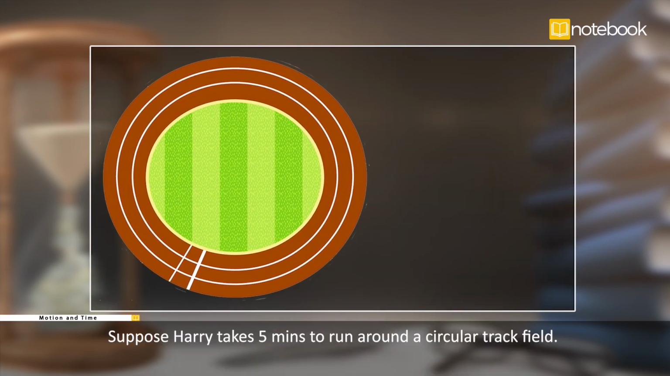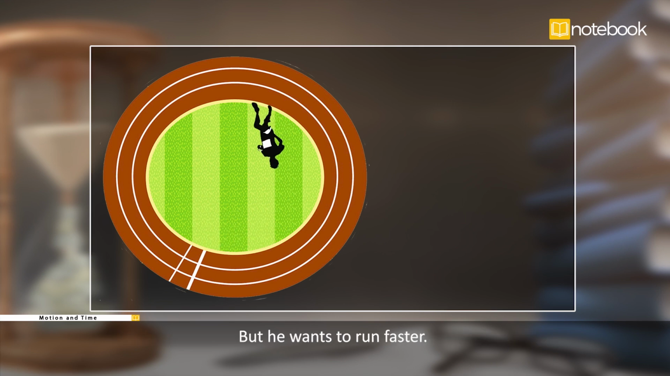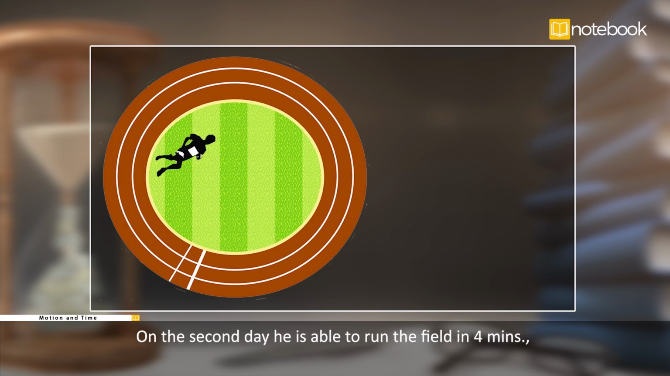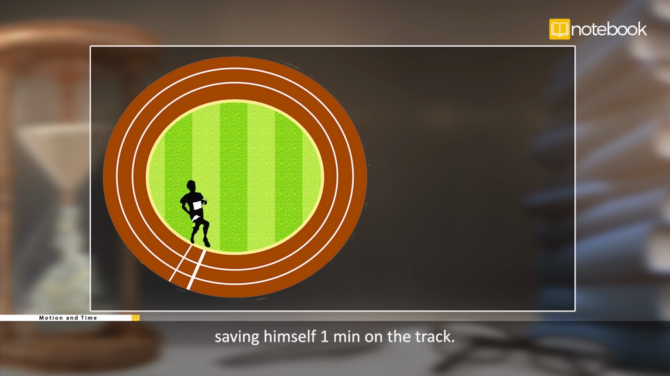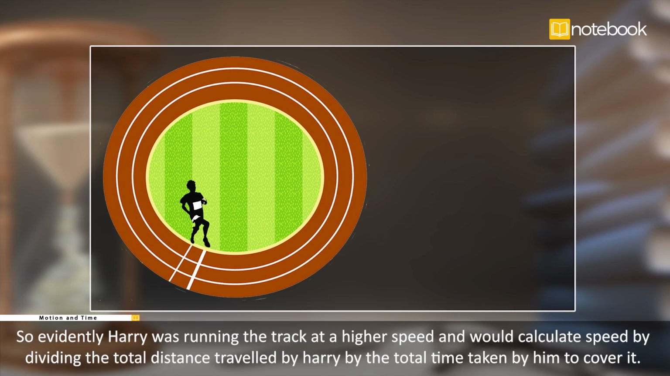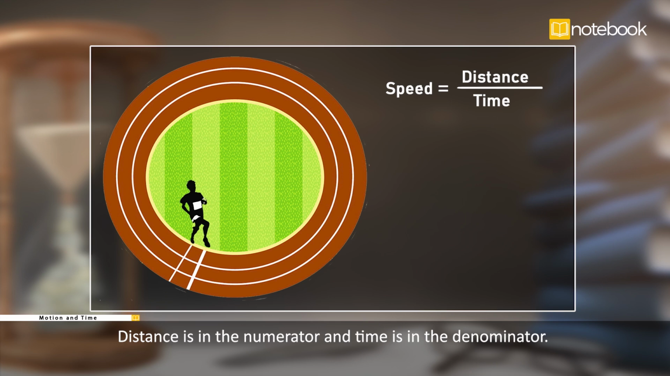Suppose Harry takes 5 minutes to run across a circular track field, but he wants to run faster. On the second day, he is able to run the field in 4 minutes, saving himself 1 minute on the track. So evidently, Harry was running the track at a higher speed. We would calculate speed by dividing the total distance travelled by Harry by the total time taken by him to cover it. Distance is in the numerator and time is in the denominator.